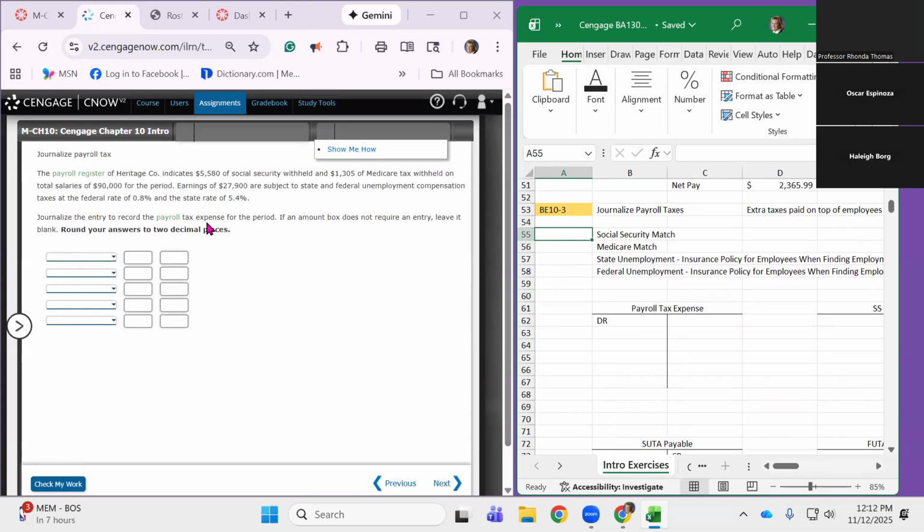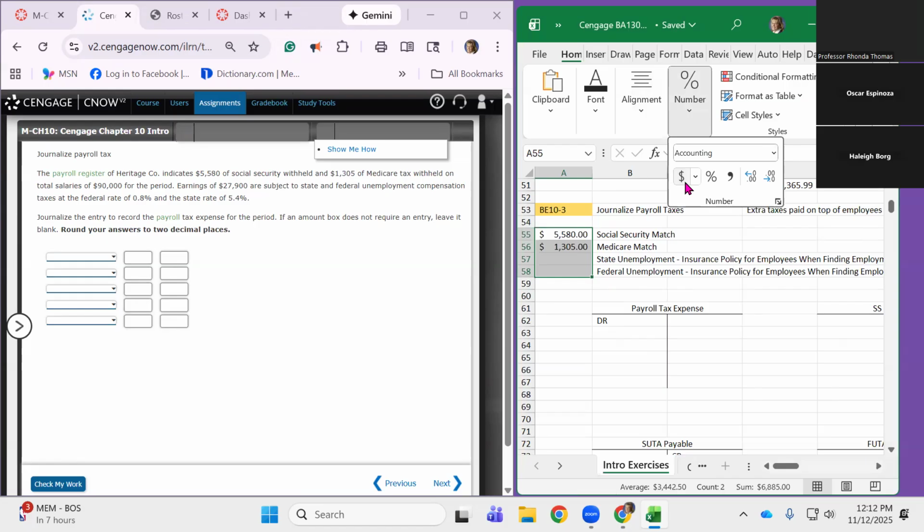All right, so this is what they're saying. Our employees had withheld $5,580 in Social Security, right? We've got to match that. So we're going to put money aside for that amount in the payable, all right? And then 1305, we've got to match that Medicare amount. Okay, so these are the amounts that we're going to calculate for all four of these items. And then they're all going to be lumped in under payroll tax expense. Okay, payroll tax expense. So here we go.